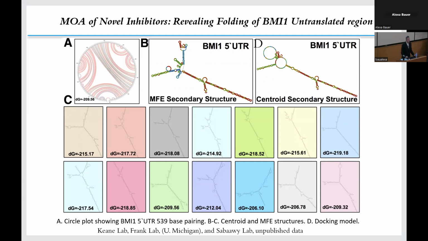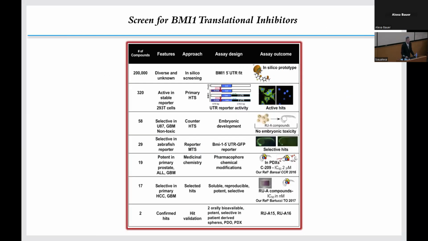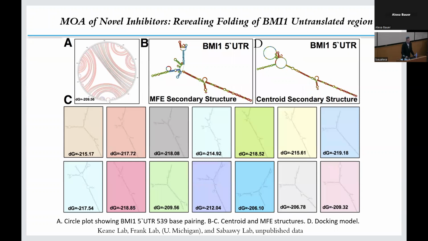We think it is through binding the UTR. I'd actually go back to this slide. You might notice here with the constructs in the primary screen, the BMI1 coding sequence is not there. We only have the untranslated region linked to luciferase or GFP. So the initial screen identified compounds that modulate translation. We think that it is through binding to the UTR.